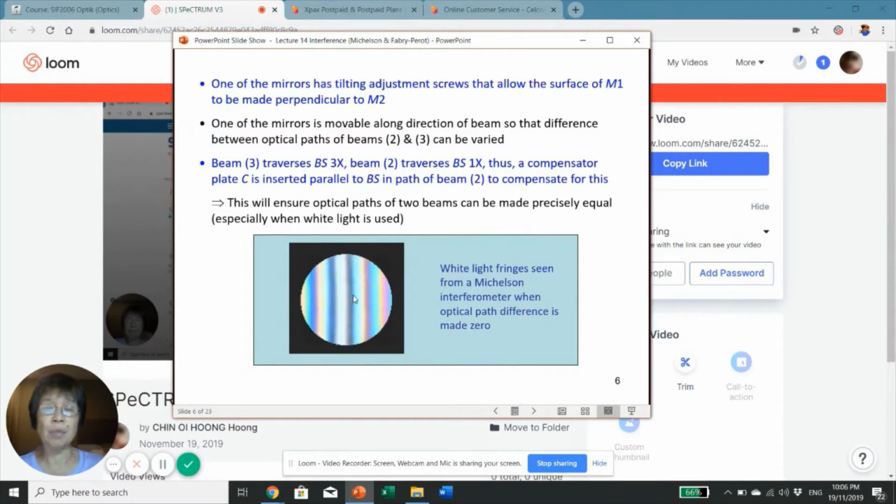This is an example of the Michelson interference fringes. In this case, white light is used, and you can see that the interference of white light is white, and you can see that it's about 2 wavelength difference.